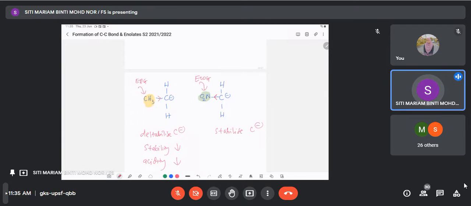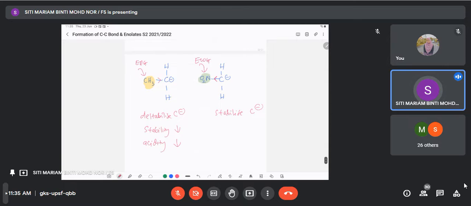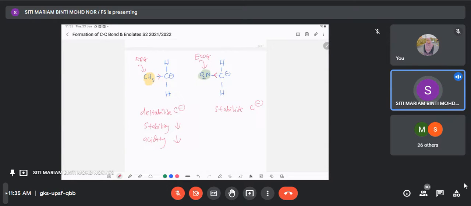Because I straight away drew the structure of the carbanion, you should know that before you form this carbanion, you have a proton here, right? You have a base abstract that proton, then you get this carbanion. So the proton that you abstract, this is the acidity of that proton.